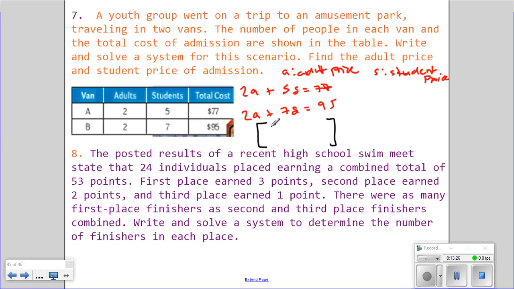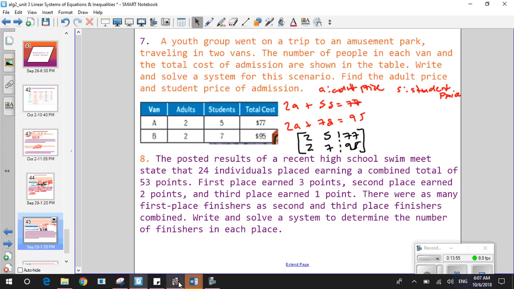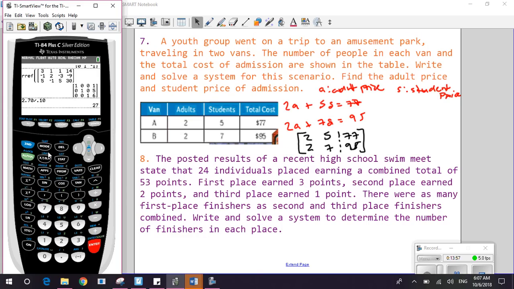So for the first row of my matrix, it would be 2, 5, 77. In the second row of my matrix, it would be 2, 7, 95. Now let's grab our calculator. Again, to get to the matrix, it's second x to the negative 1.